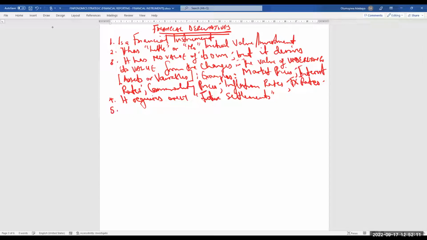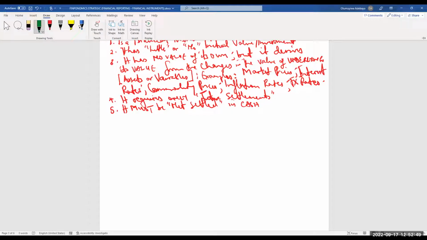And finally, it must be net settled in cash. That is what distinguishes financial derivatives from all other derivatives, which means from the angle of financial instruments, we are talking of financial derivatives. Not all derivatives are financial instruments, but all financial derivatives are financial instruments because of these 4 qualities here.